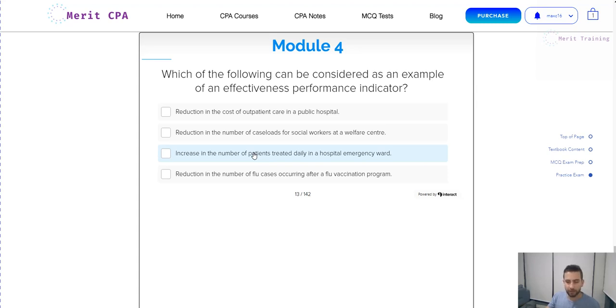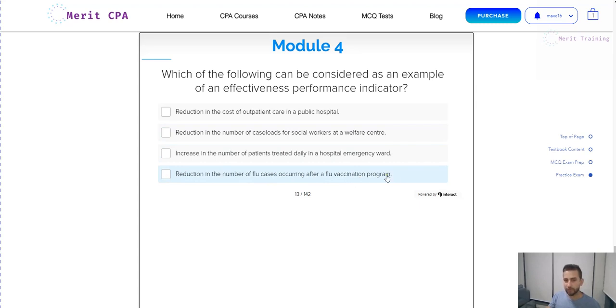More people living there, COVID, more disease in the area. Maybe they've combined a hospital with another one. So it's not really a strong case for achieving an objective. But so far, both of these are okay, not great, right? So hopefully D gives us a better option. So reduction in the number of flu cases occurring after a flu vaccination program.